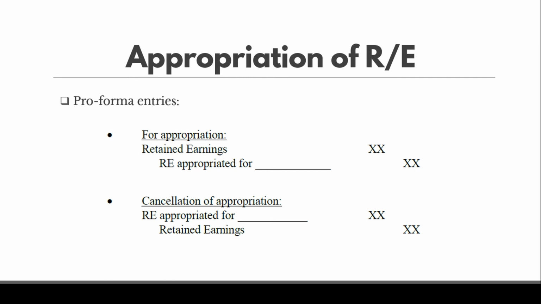Now, if we wanna cancel the appropriation, so hindi na natin siya gagamitin, ibabalik na natin siya to unappropriated retained earnings. Babalik na rin lang natin yung entering yon. So, we will debit retained earnings appropriated for kung anumang purpose yon. Then credit retained earnings, which again is understood to be unappropriated.